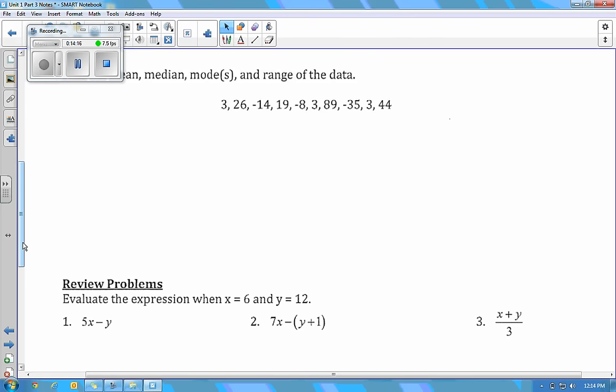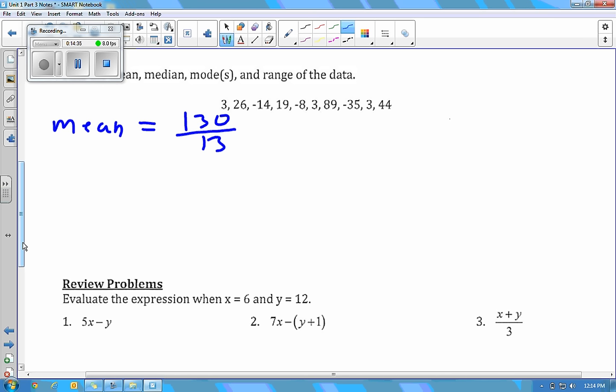So, to find the mean, I'm going to add up all of these numbers, which I already did. I'm not going to write them all out again. But when you add all those up, you get 130. Now there's negatives and positives, so you have to take both of those into account when you're adding. Then I divide by how many there are. There's 10 values, my bad, 10 values. So the mean is going to be 13.